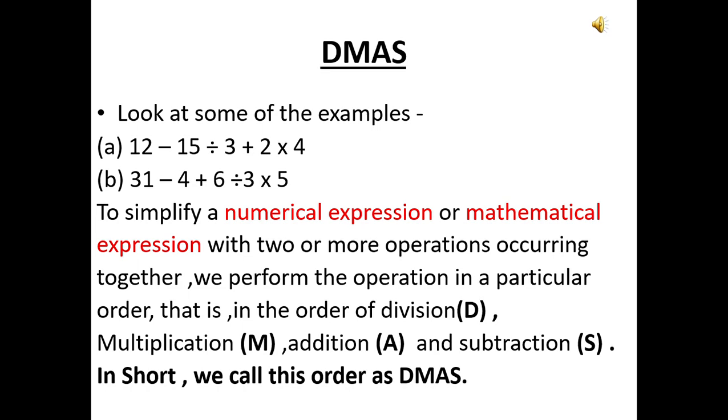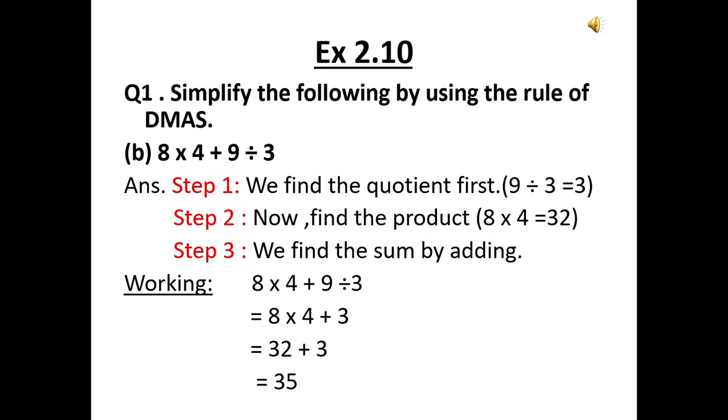This is a very important rule, or order, in order to simplify an expression. We apply the DMAS rule. That means if an expression has division, addition, subtraction, multiplication, all the operations, then how are we going to solve it? First we will perform division, then multiplication, then addition, and then subtraction, and it is called DMAS. Yes, children, it will be more clear to you with the following examples.